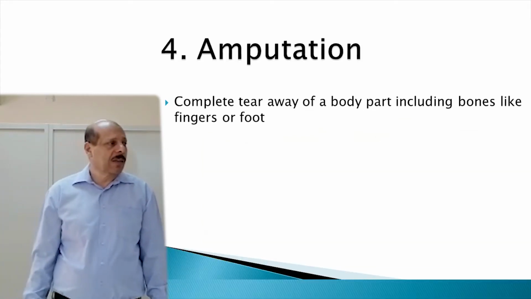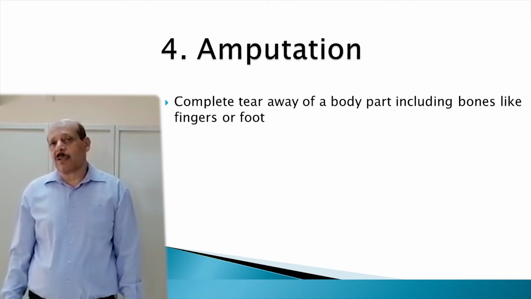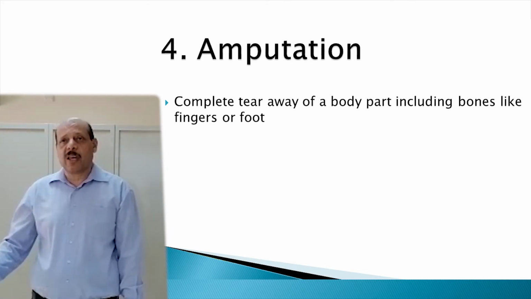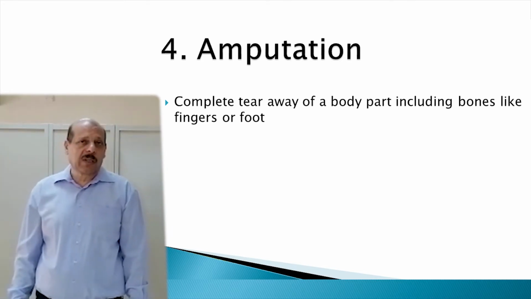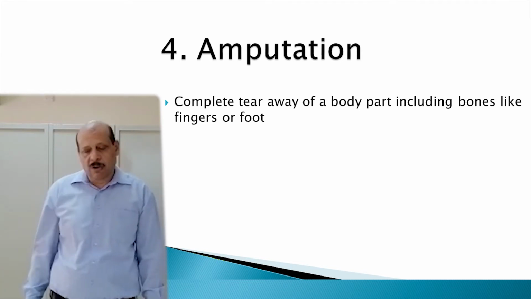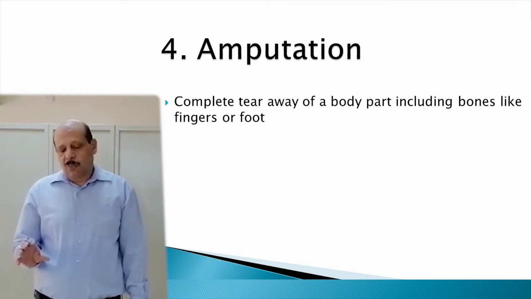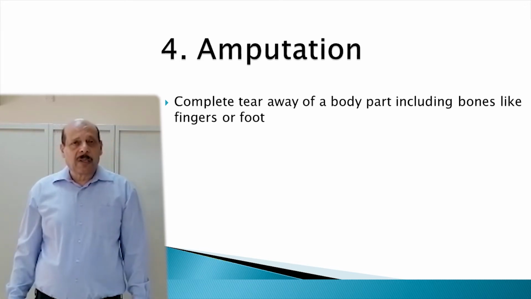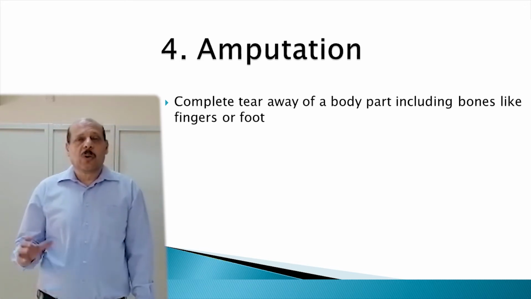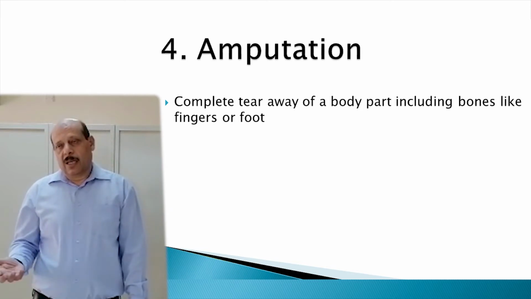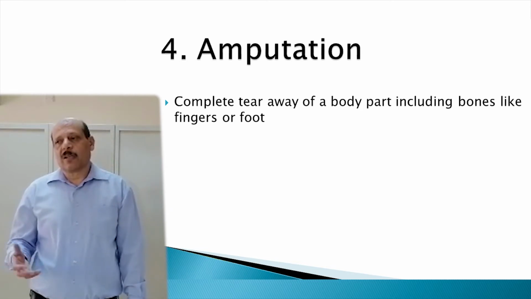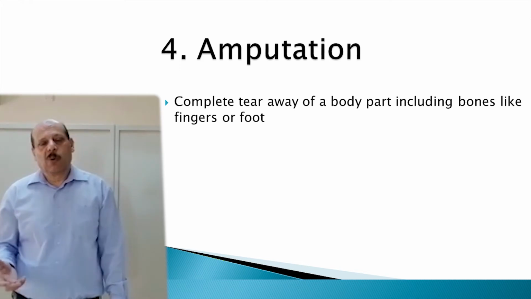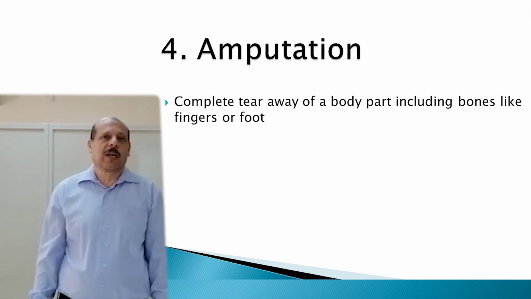The fourth type of open wound is amputation, which is a complete tearing away of the body part, including bone, like the finger or the foot. In this case, if we find a body part is completely torn out, we have to take it with us to the hospital when we are transferring the client to the hospital.